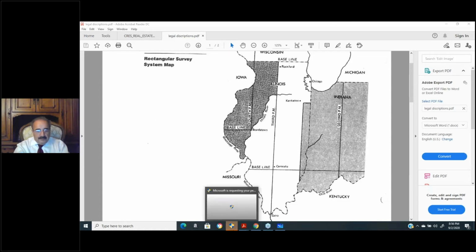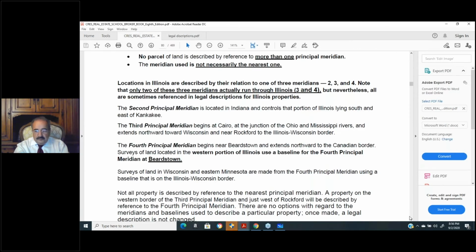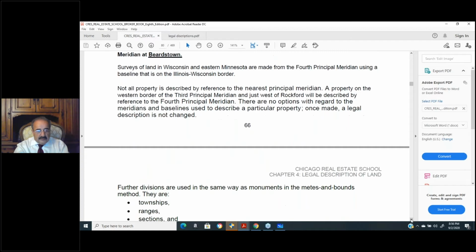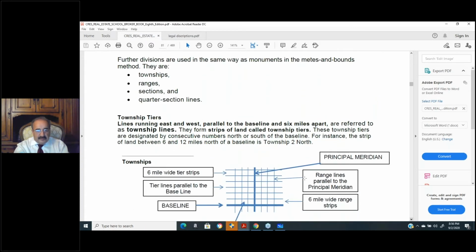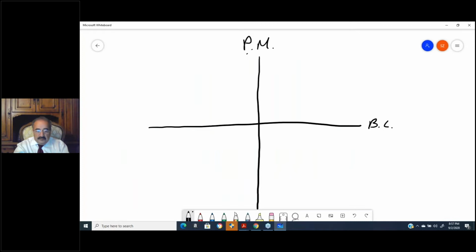Now let me get back to my textbook. Let's go on to the next page. Township tiers. Highlight, put an X by that. Parallel to the baseline, every 6 miles, there's a strip of land called a township tier.